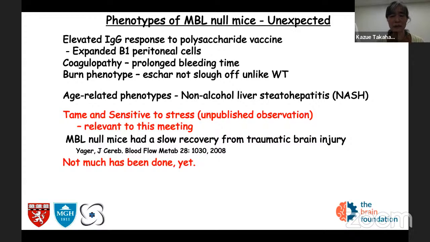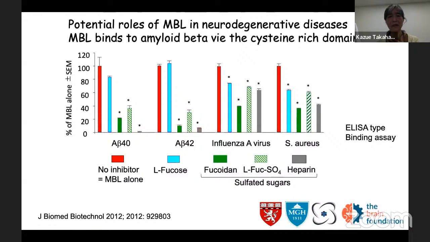The one thing maybe close, or at least something that happened in the brain, is one collaborator at the time was doing traumatic brain injury in mice. So Mbl null mice had a slow recovery. But this was only in vitro.